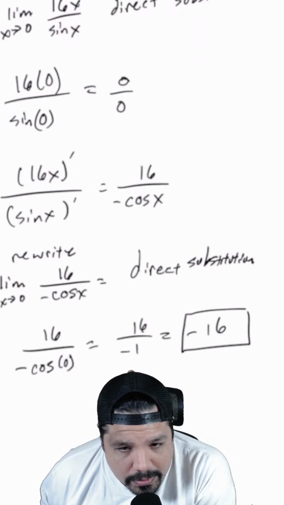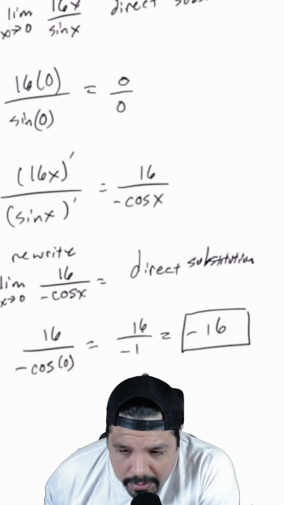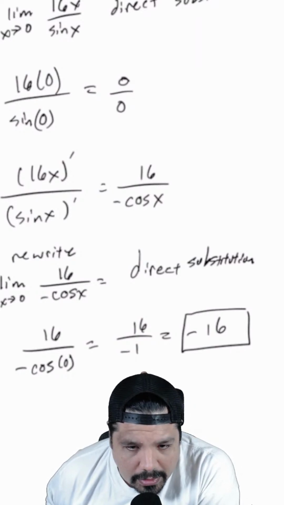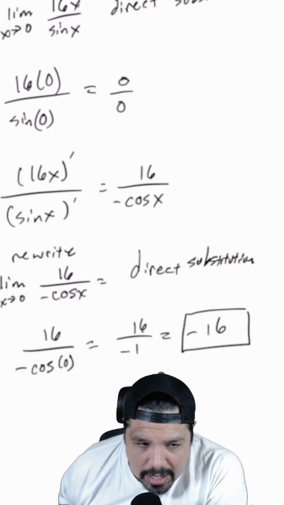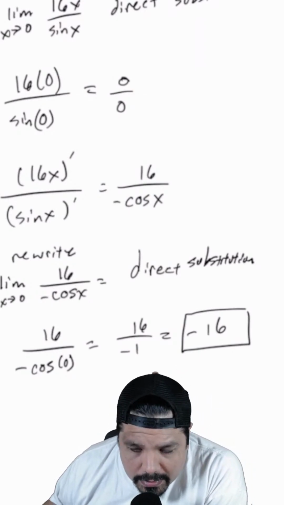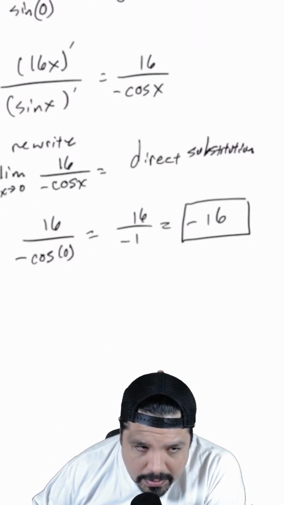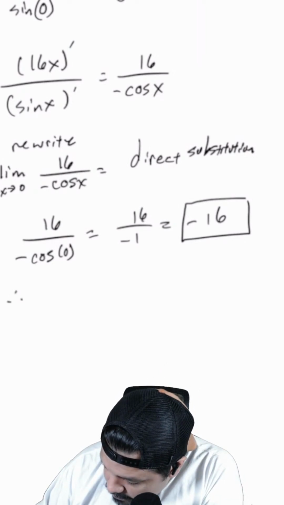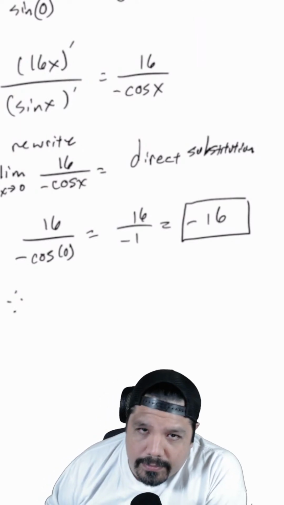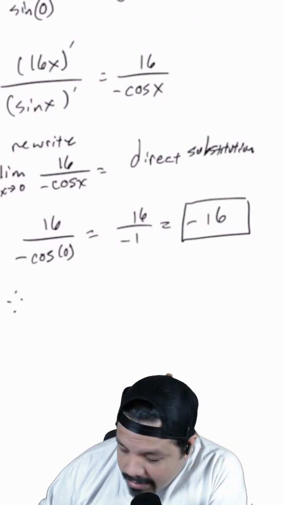Therefore, we can conclude that the answer, meaning the limit as x approaches 0 of the function, is equal to negative 16 by L'Hopital's rule. You always want to end your answers with a statement. See them 4 dots? Them 4 dots are your friend. I like them 4 dots. That means therefore.